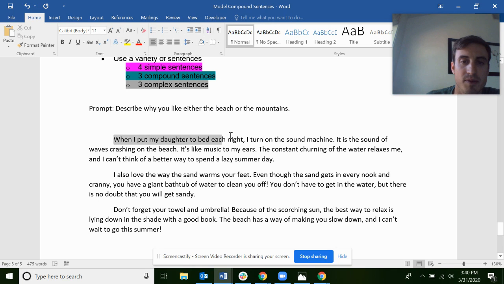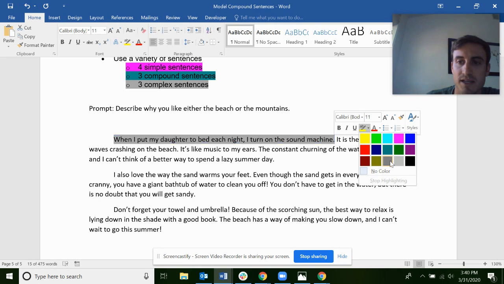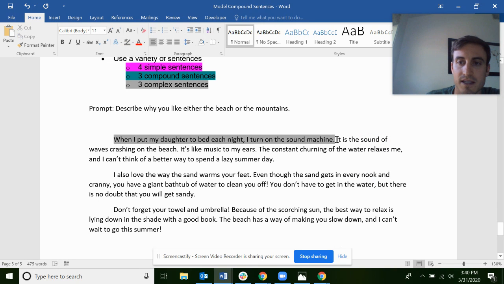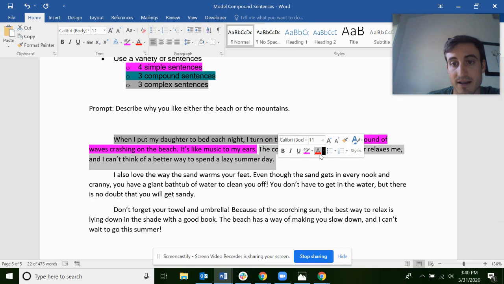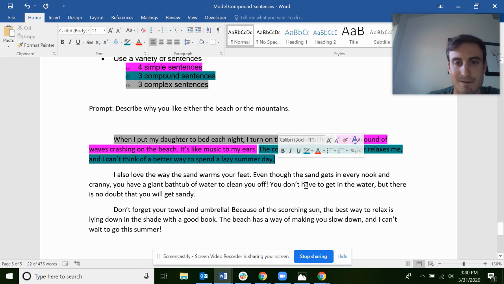When I put my daughter to bed each night, I turn on the sound machine. That is a complex sentence. It is the sound of waves crashing on the beach. Is that compound or simple? It is a simple sentence. It's like music to my ears. That is another simple sentence. The constant churning of the water relaxes me, and I can't think of a better way to spend a lazy summer day. That's a compound sentence.